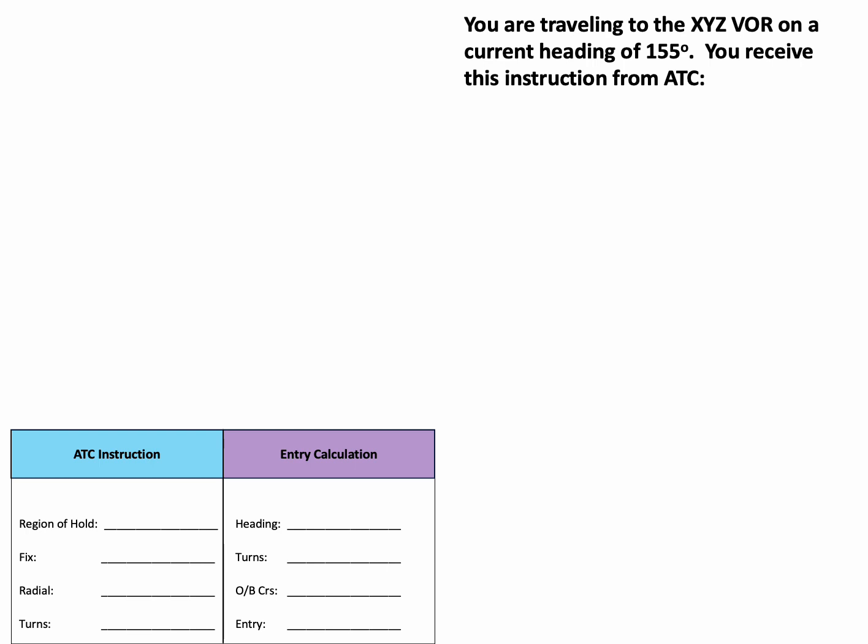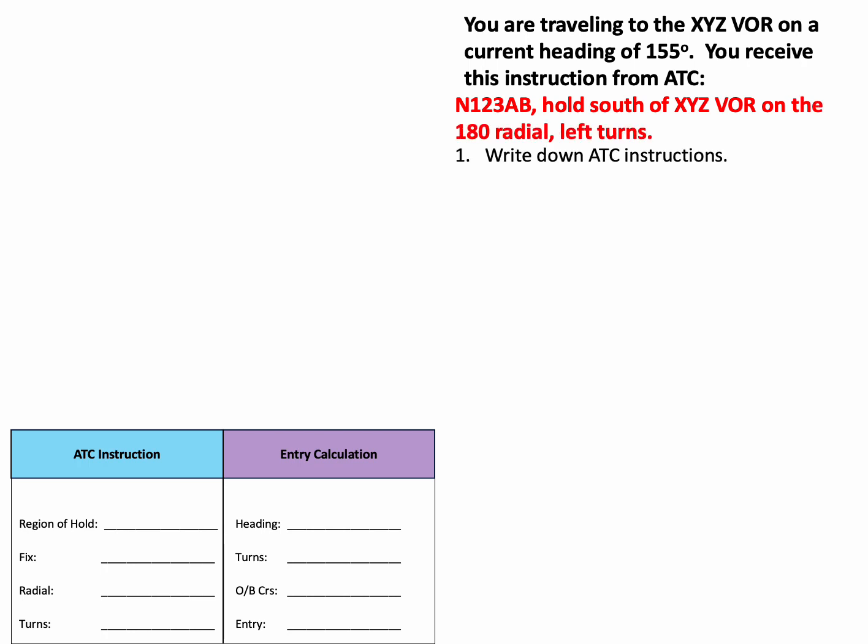Let's do that again with the same scenario, but this time we'll use left turns in our hold. Once again, you are traveling to the XYZ VOR on a current heading of 155 degrees. You receive this instruction from ATC: November 123 Alpha Bravo, hold south of the XYZ VOR on the 180 radial, left turns. Step 1. Write down the instructions as you read them. Direction of the hold is south, fix is XYZ VOR, radial 180, and turns are left.